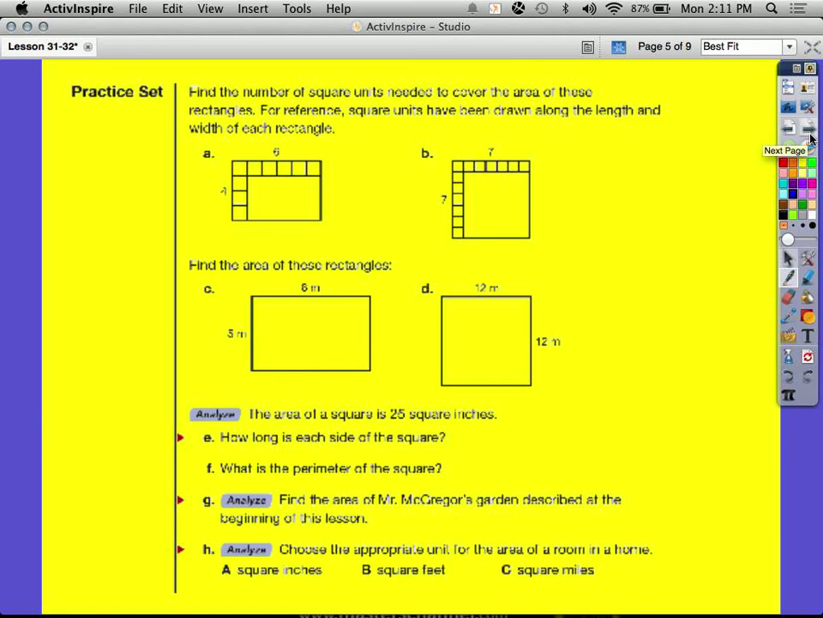There's a practice set for lesson 31. I know it's kind of hard to read, so you might need to use your book on some of them. Go ahead and do that, and then continue with the video.